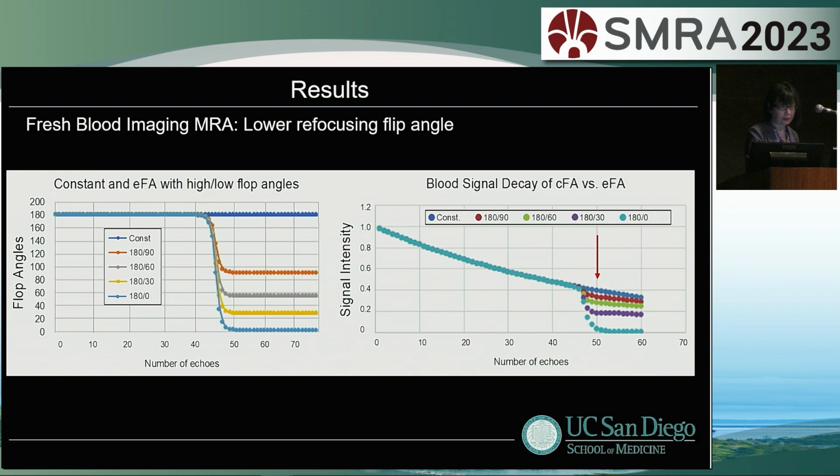We studied a simulation of the blood signal. And this is the center of k-space. You need a high flip angle, and lowering the flip angle reduces the SAR in addition to the saturation effect. So you can see here the conventional constant flip angle; by reducing to the lower flip angle, T1 recovery gains the signal.